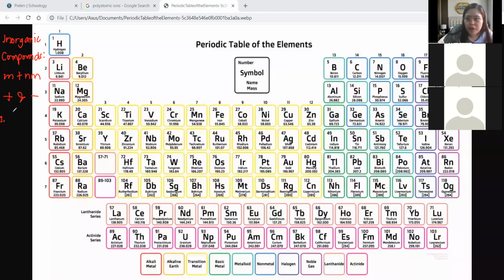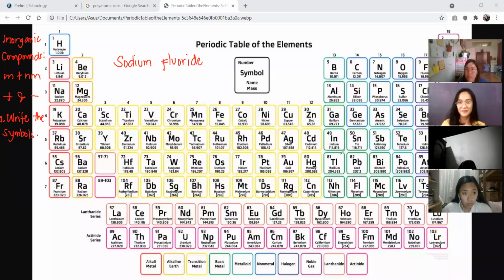Number 1, if we're going to make the chemical formula, the first thing that we're going to do is to write the symbols. So for example, I have given you here sodium fluoride. Again, for example, I have here sodium fluoride, and then you will be asked to make the chemical formula. Now, unsa ang first step? Write the symbols. What will be the symbol for sodium? Again, what is the symbol? Na. How about the fluoride? F, ma'am. F. Fluoride is actually the fluorine. Okay, do not forget that. Fluoride is the fluorine. So this is Na. And fluoride is for fluorine. Thus, ang symbol niya kay F.